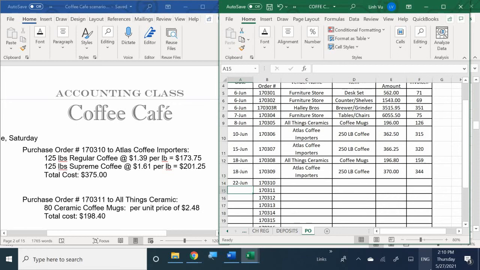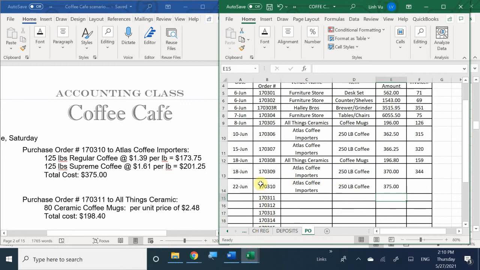Oh, wait. Look at this real quick. Under purchase order 170310 for Atlas Coffee Importers, 250 pounds of coffee and just the estimated amount of 375. And then we're good there.